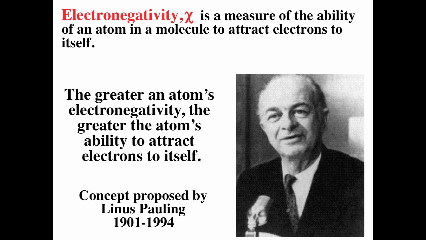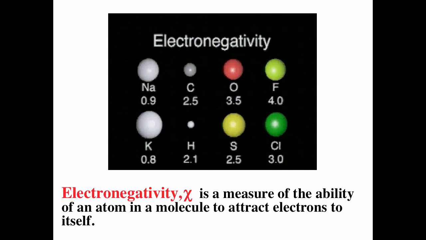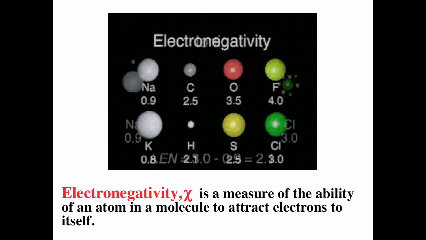Now, electronegativity is the measure of the ability of an atom in a molecule to attract electrons to itself. The greater an atom's electronegativity, the greater the atom's ability to attract electrons to itself. And this concept was proposed by Linus Pauling. An atom attempts to attract electrons toward itself when bonding with another atom. The level of attraction of each atom is called its electronegativity.